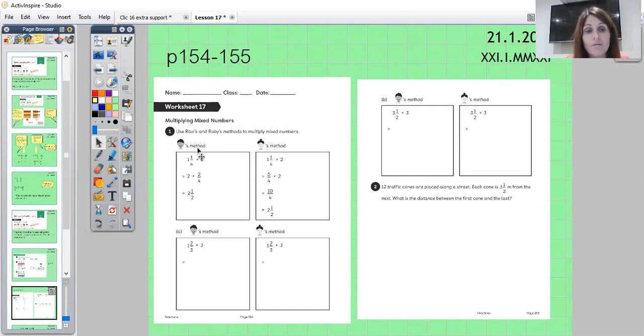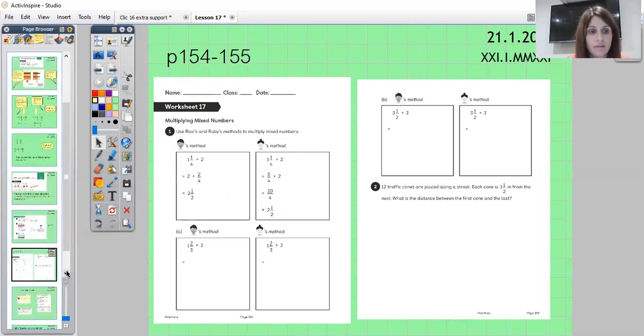So it's got Ravi and Ruby's methods there. So it's asking you to show both. All right. So sometimes you might find that one method is easier than the other for different questions.